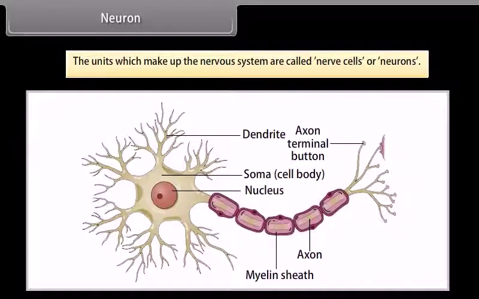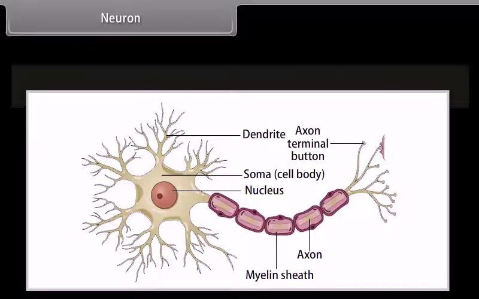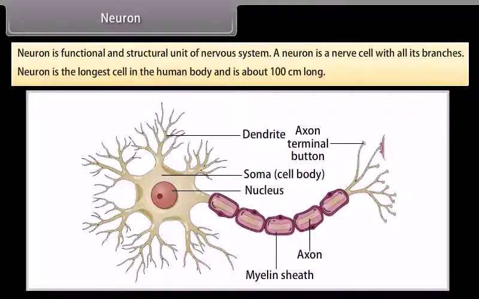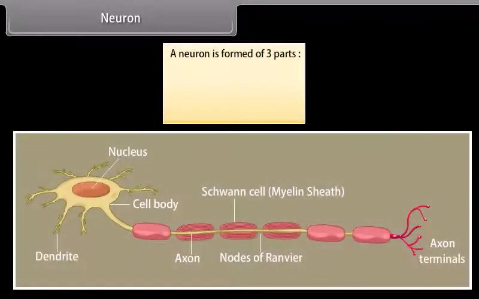Neuron. The units which make up the nervous system are called nerve cells or neurons. Neuron is a functional and structural unit of nervous system. A neuron is a nerve cell with all its branches. Neuron is the longest cell in the human body and is about 100 centimeters long. A neuron is formed of 3 parts: cyton, dendrites, axon.